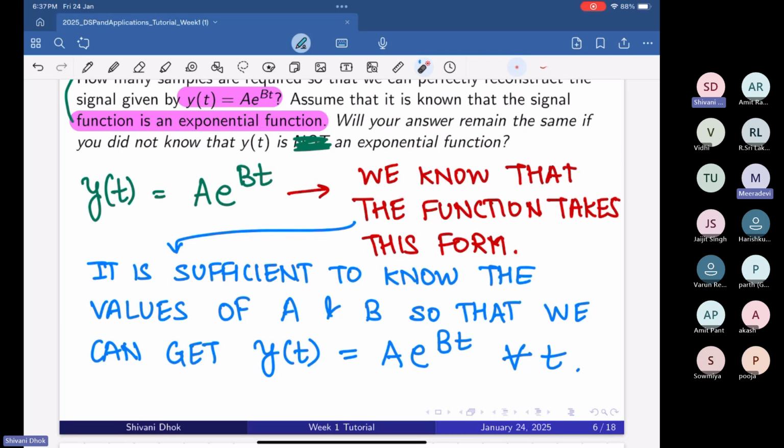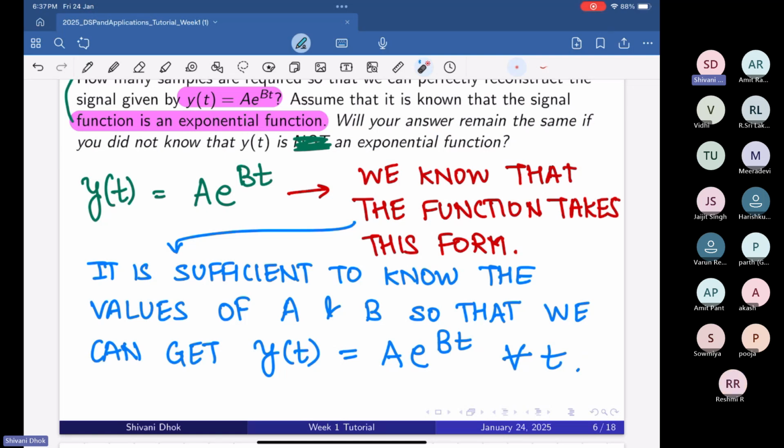You are saying that we just know that the function takes exponential form. We don't know what this A and B is. We just know that there is some constant getting multiplied to it, and it is of the form e power some constant into time. We don't know the value of those constants. So if I need the value of the signal for all possible values of t, I need to know precisely what my A and B are. Does this answer your question, ma'am?